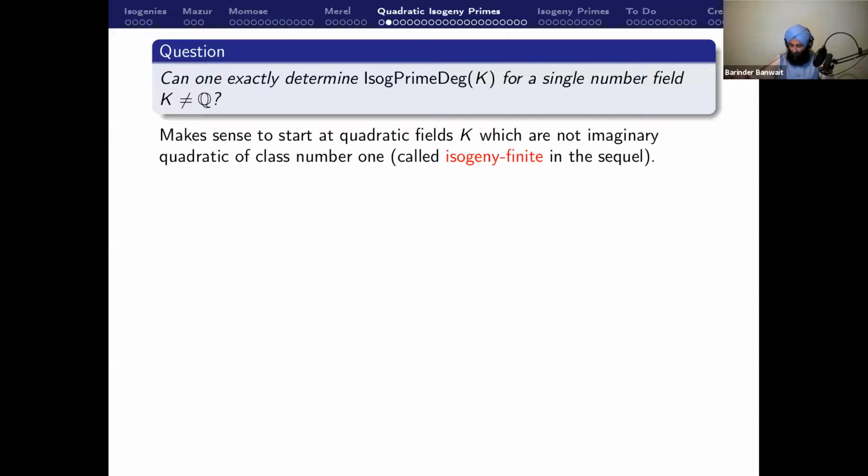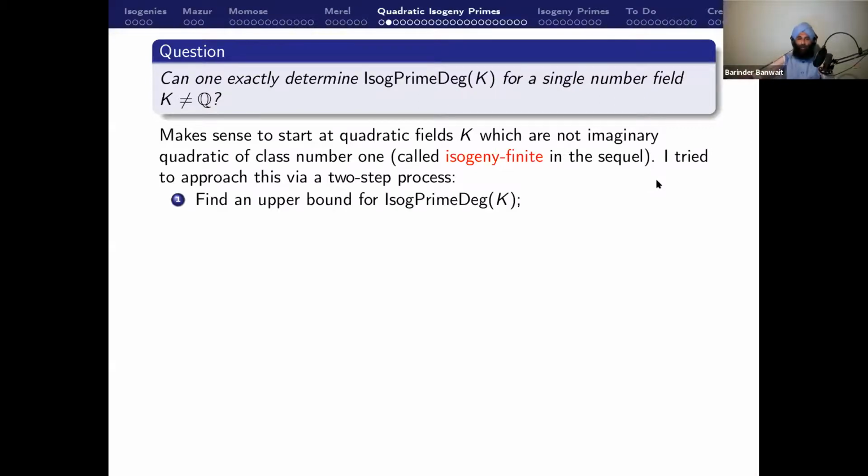And so for any number field that's not Q, it makes sense to start with a quadratic field. I'm going to take a quadratic field that's not imaginary quadratic of class number 1, because those 9 fields admit infinitely many isogeny primes coming from CM. Hereafter, the phrase isogeny finite will refer to such a field, quadratic but not imaginary quadratic of class number 1. The first thing I tried here was to apply the following two-step approach.